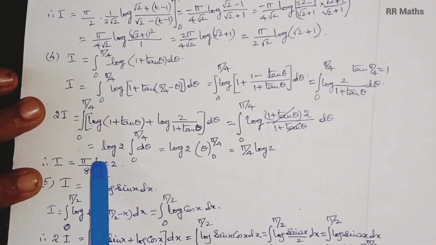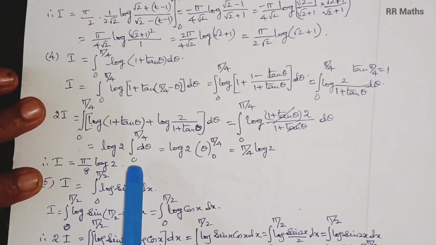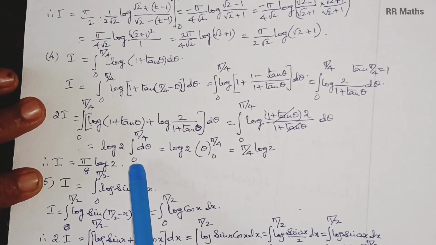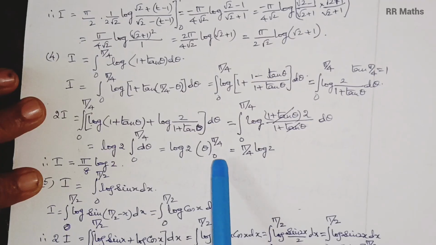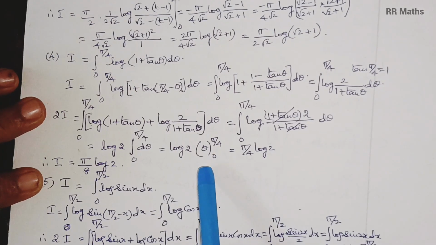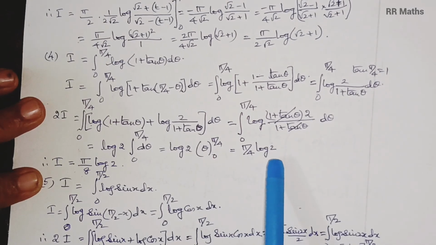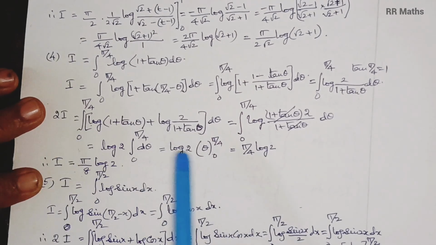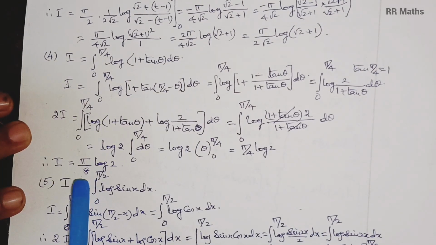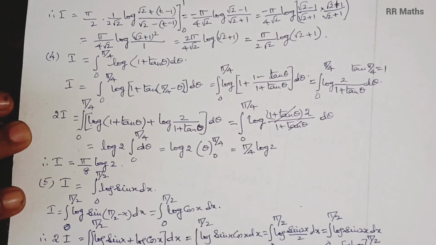So the whole integral has integral 0 to pi by 4 log 2 d theta. Log 2 is a constant, so I remove it outside the integral. So you read it as log 2 integral 0 to pi by 4 d theta. So integrating this, we get theta and limits varying from 0 to pi by 4. So for theta, you substitute pi by 4 minus 0. So which will give you as pi by 4 into log 2. Now 2I is pi by 4 log 2, and therefore I is equal to pi by 8 log 2. So that solves this particular problem.